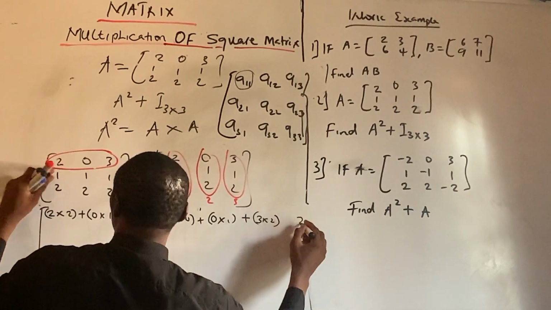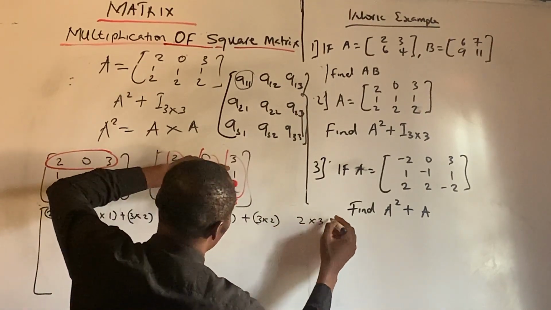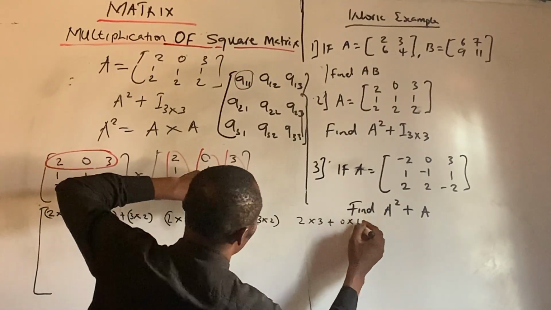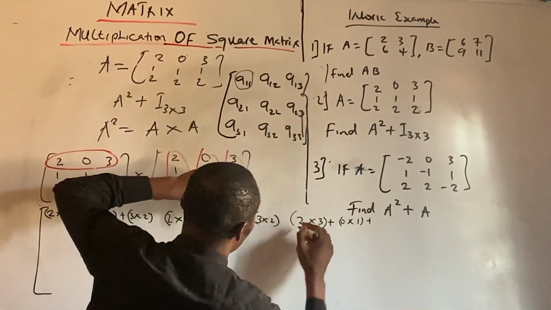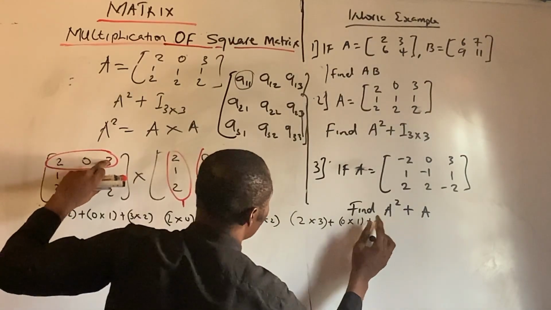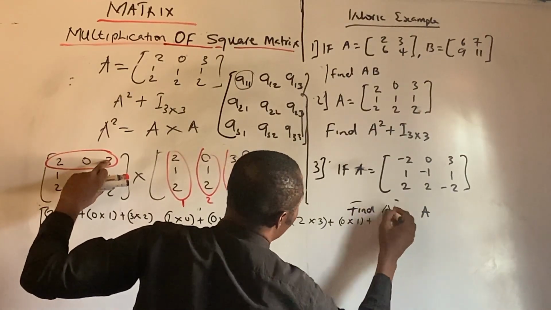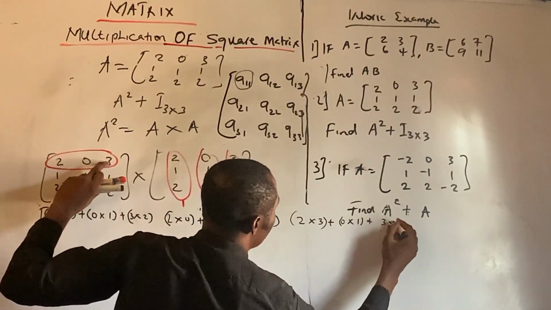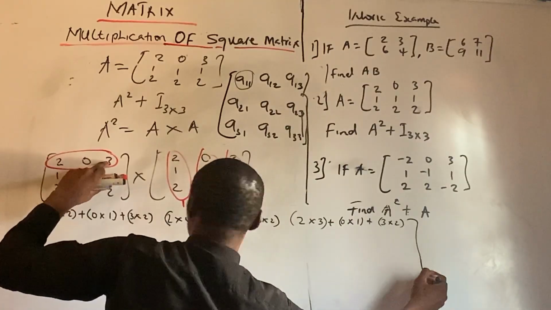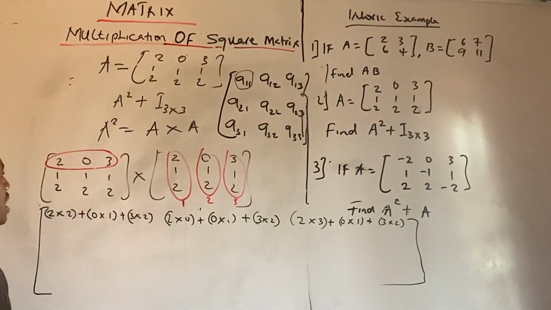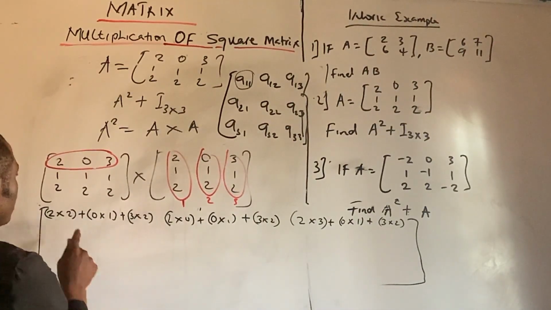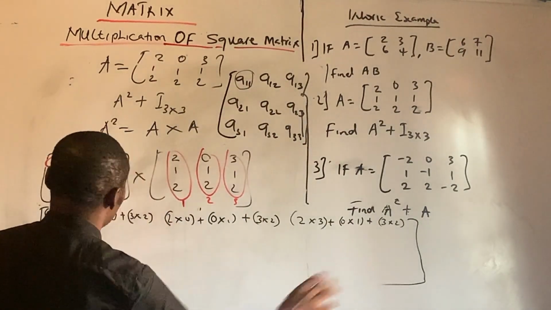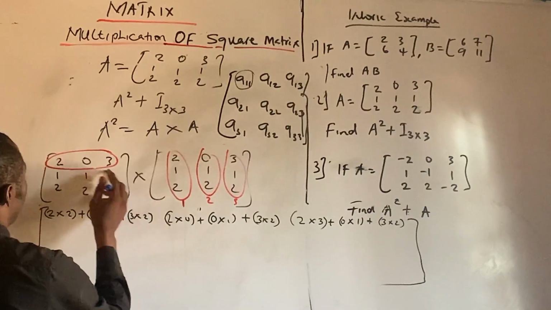Now, we'll do it again over here. We have 2 times 3 plus 0 times 1 plus 3 times 2. Let me clean up the board. I have a very long box. Let me reduce this. Okay, let's finish it up. All right, we'll go to the next one. The next one is this now.